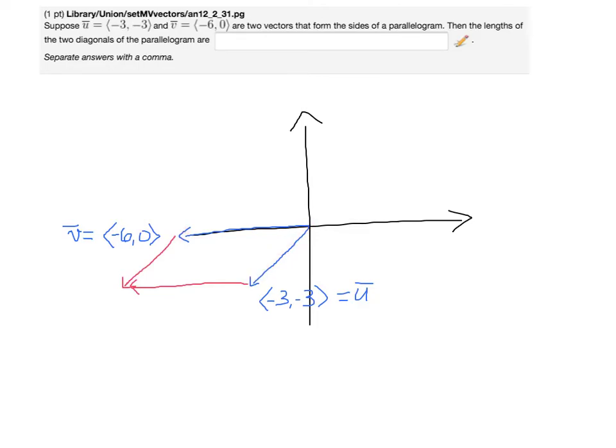And what I did here is I remember that vectors that are parallel and have the same length or magnitude are equivalent vectors. So that's how I created these sides of the parallelogram.